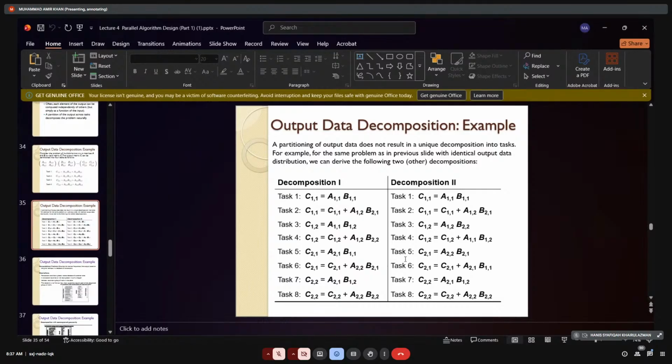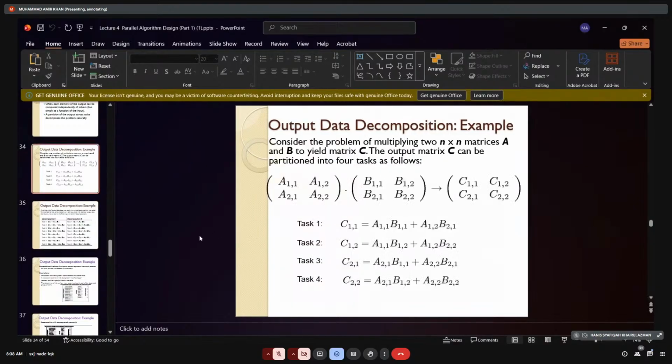Yes, any question? So we can choose any of the row and any of the column. It's up to us, but it should be one time, not more than one time. Simply, like here, task 3, C12, A12 into B22.